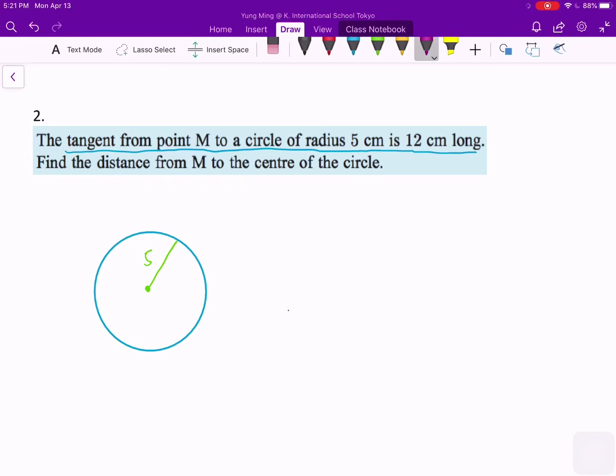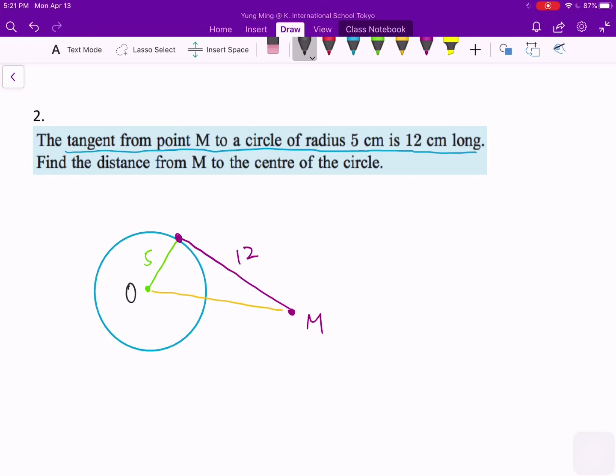If you have an external point over here outside, this is point M, and then you're making a tangent line from this point to a circle. That tangent line over here is 12 centimeters long. That's basically what the question is about. And we need to use that to figure out the distance from M to our center O.